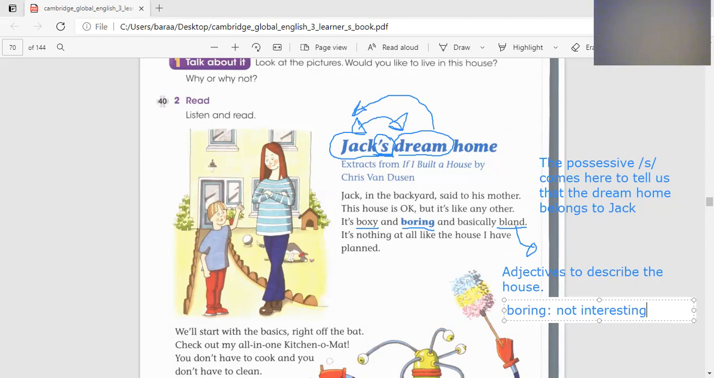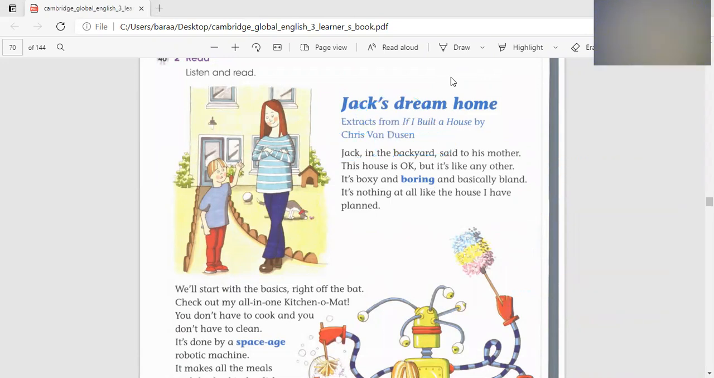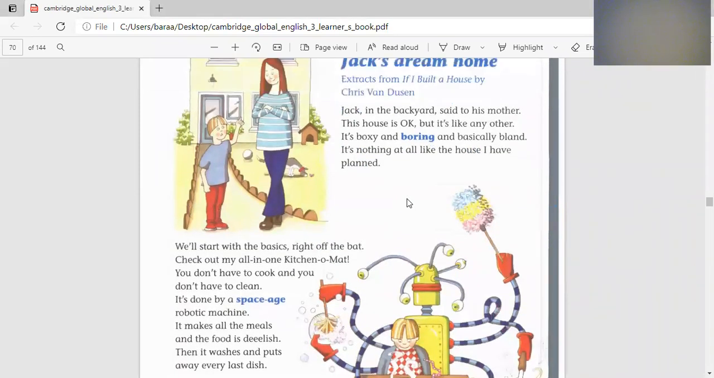Okay, so let's see what he's going to plan. It's nothing at all like the house I have planned. So he is planning to have a dream home. Let's see, in the second paragraph here: "We'll start with the basics right off the bat." Let's see what steps he's going to follow to have his dream house.